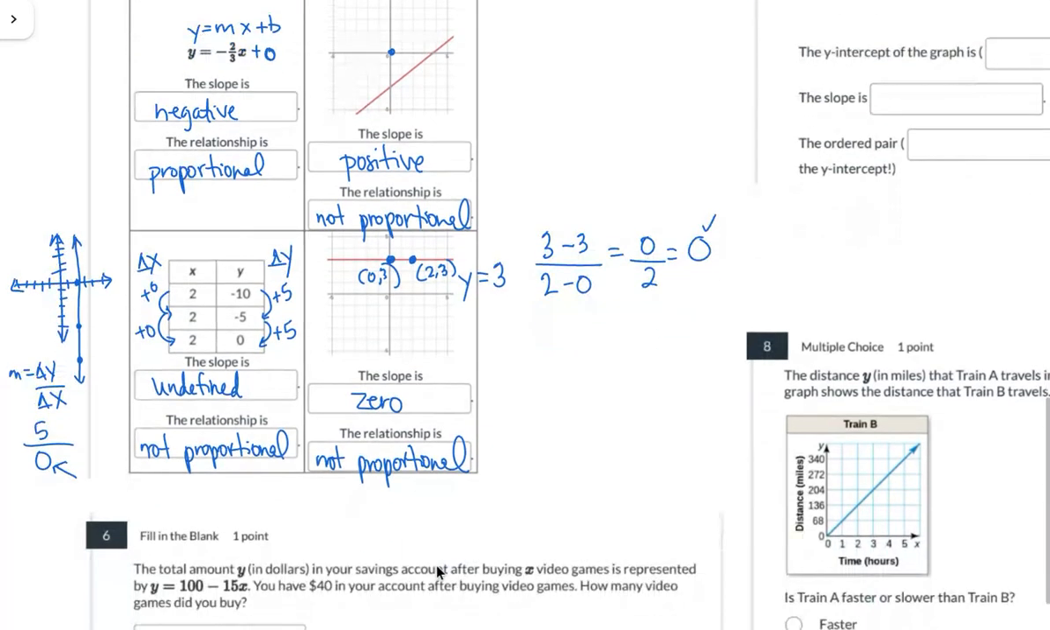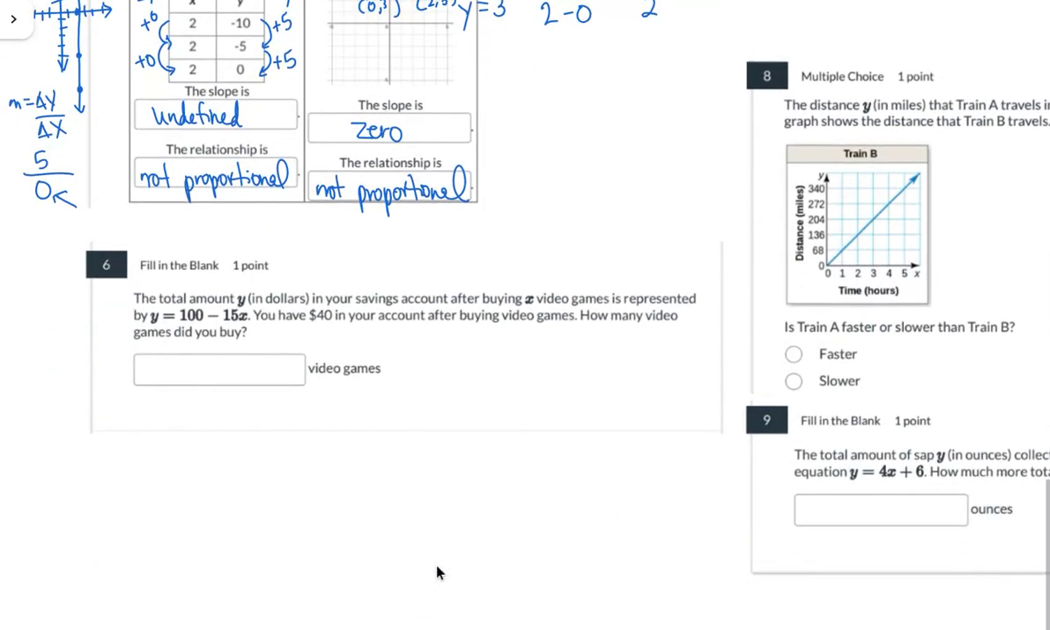All right, guys, over halfway there. So moving on to question number 6. It says the total amount y in dollars in your savings account after buying x video games is represented by the equation y equals 100 minus 15x. You have $40 in your account after buying video games. How many video games did you buy?